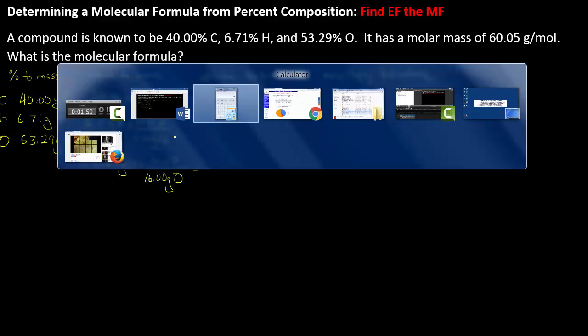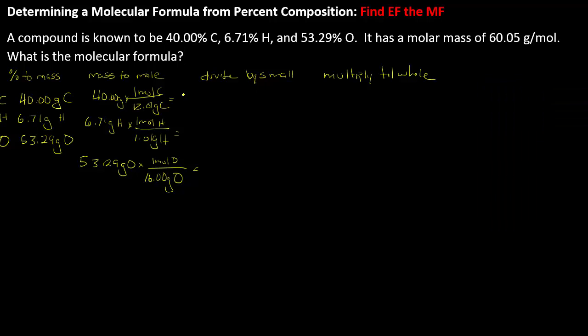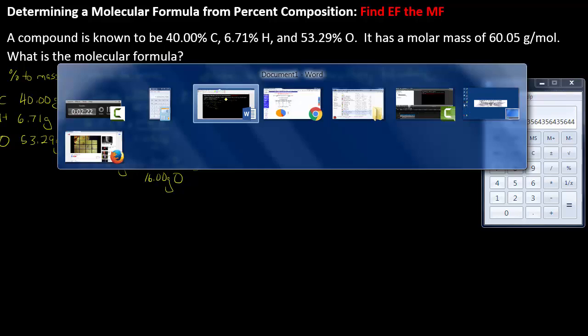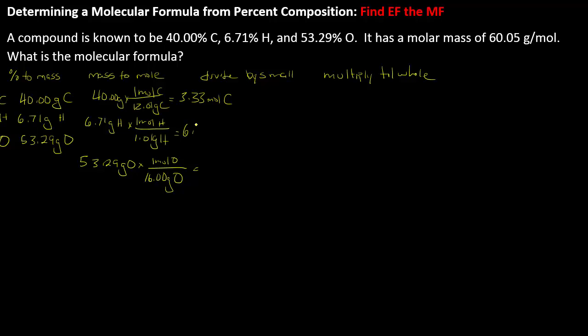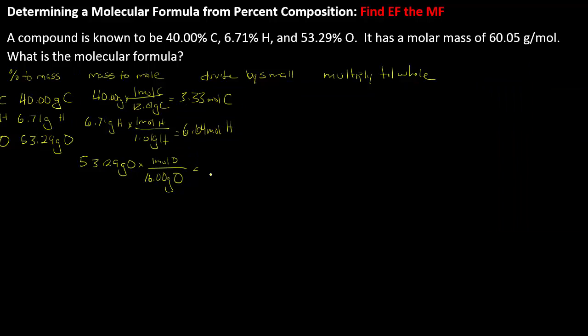Right, I'm going to bring up a calculator here, and I'll run the calculation right on the screen for you. So 3.33 moles of carbon. This is going to come out to 6.64 moles of hydrogen, and again 3.33 moles of oxygen. So in this case, that's the end of step 2.